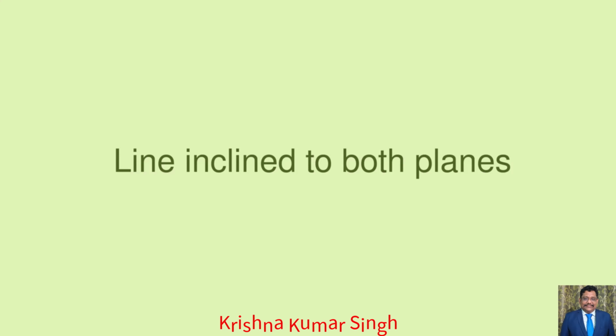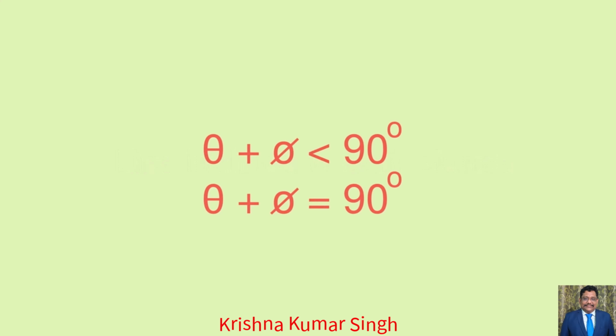Line inclined to both planes. We know that there are two cases, theta plus phi less than 90 degrees and theta plus phi is equal to 90 degrees. We have already seen the procedure for the first case. Now let us see the procedure for the second case, theta plus phi is equal to 90 degrees.